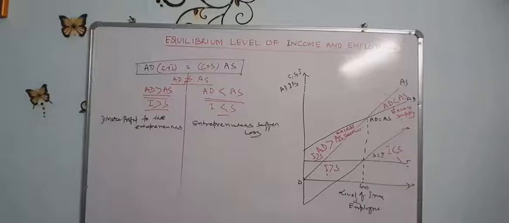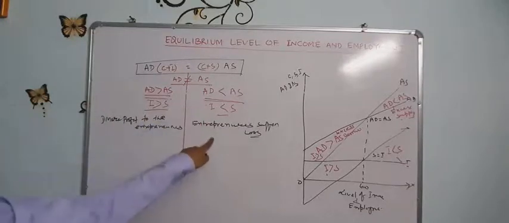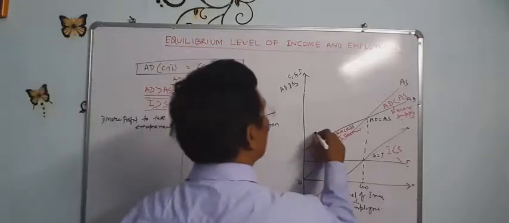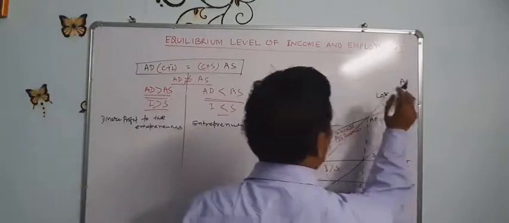Now it is clear. When AD is greater than AS, the entrepreneur makes more profit. When AD is less than AS, the entrepreneur suffers a loss. It means here is the profit situation for the entrepreneur, and here is the loss situation for the entrepreneur.